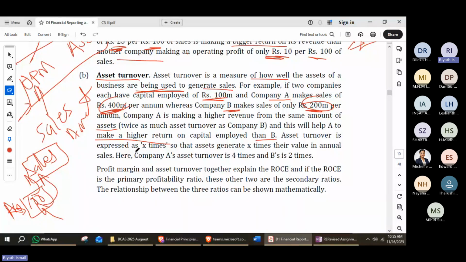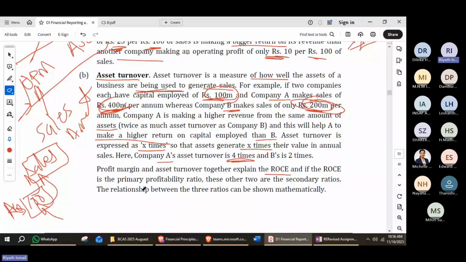Asset turnover is expressed in number of times, so assets generate a number of times their value in annual sales. Here, company A's asset turnover is 4 times. The 100 million assets make 400 million sales, so the assets are used 4 times. Here, the same asset makes 200 million sales, so the asset is used 2 times. Profit margin and asset turnover together explain return on capital employed.